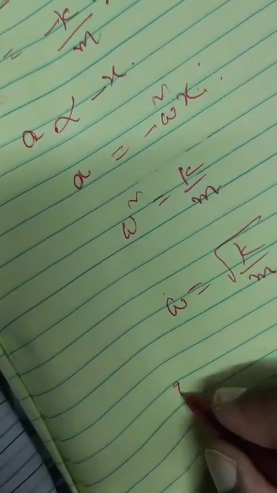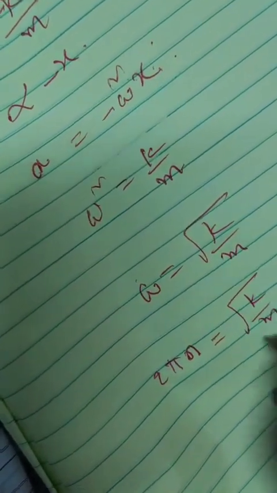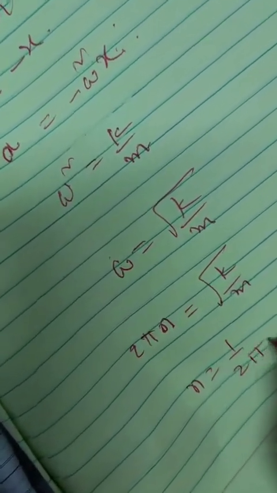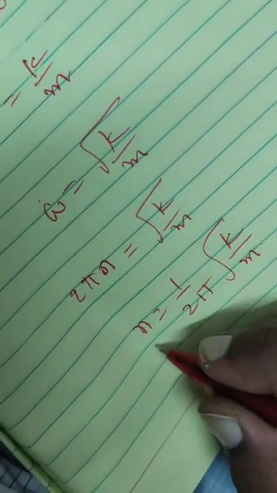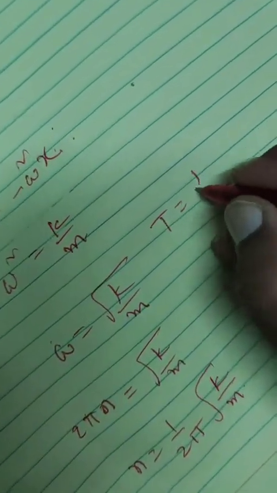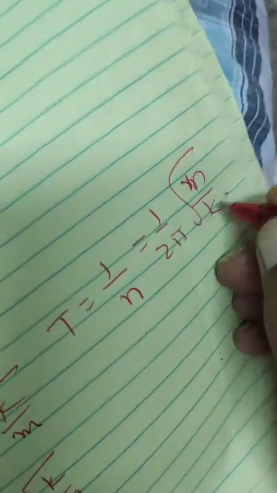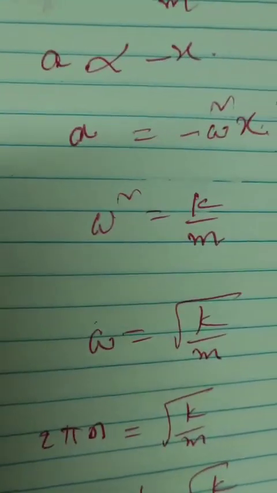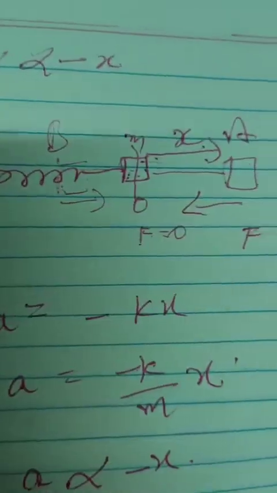So its expression is 2 pi into normal frequency n, that is root k by m. So from this, n is equal to 1 by 2 pi root k divided by m. In that way we got the expression for normal frequency, linear frequency. Then the time period expression means what? Reciprocal of frequency, 1 by n, that is 1 by 2 pi root m by k. So in that way, we found the expressions for time period, frequency and angular frequency with which the particle is making simple harmonic oscillation.